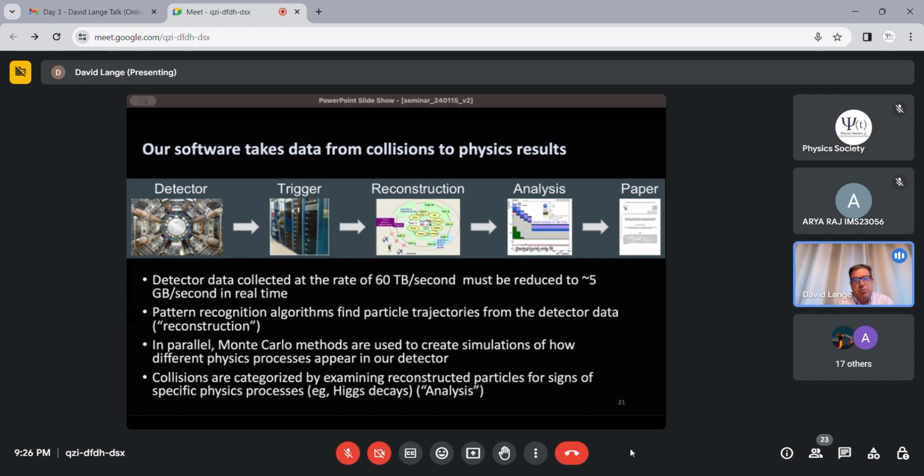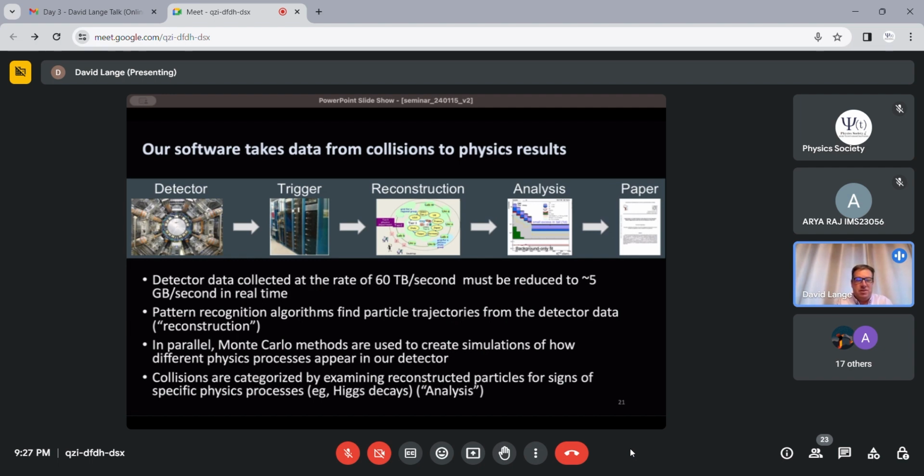So at the LHC, we're collecting data at 60 terabytes a second. We can't possibly save that much data to look at later. We have to make a real-time data reduction. We're able to save about 5 gigabytes a second. But going down by about five orders of magnitude happens in real time. We have microseconds to make that decision.